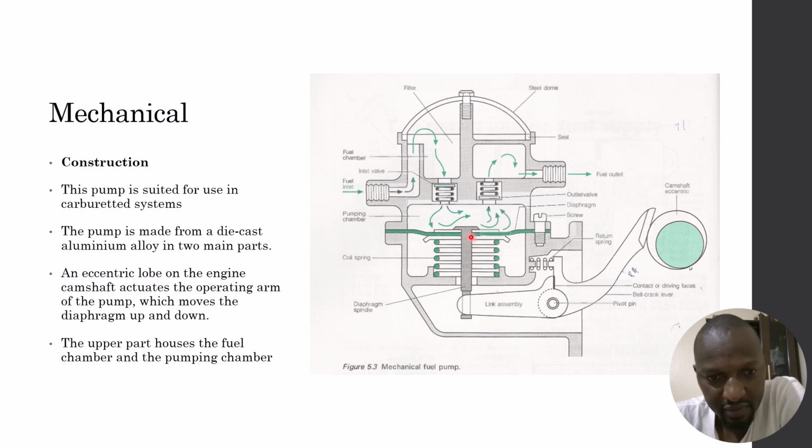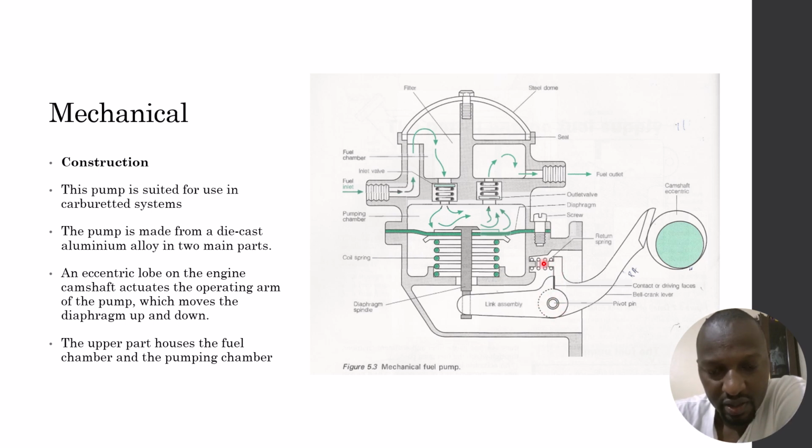We'll have the diaphragm spindle, which secures the diaphragm through several plates, 2 plates here, and then below it we have a coil spring. The coil spring makes sure that the diaphragm is always retracted back up to the maximum position. The diaphragm spindle is connected to a link. This link here is in 2 parts. The left part of it is called the link assembly, and the right part is called the bell crank lever. The two are conjoined here by this pivot.